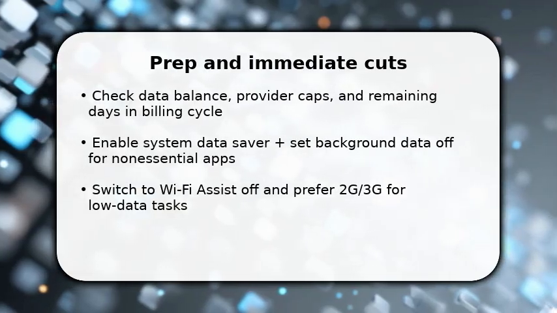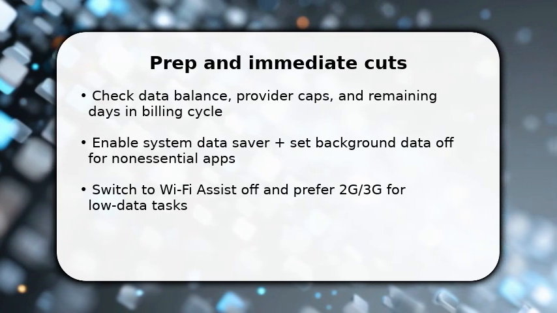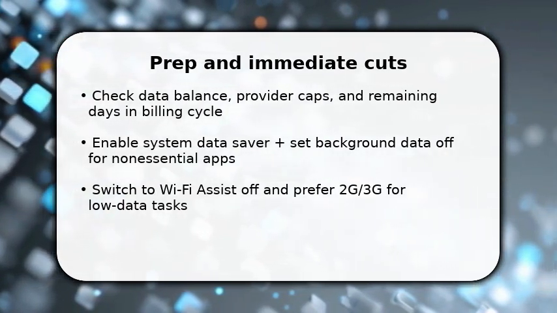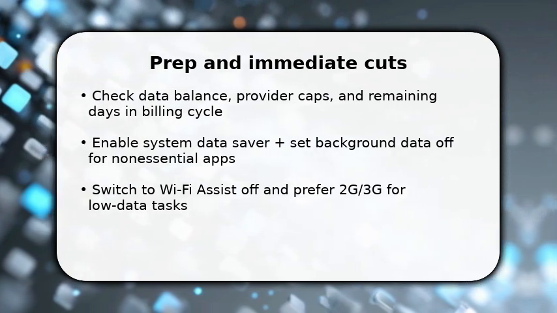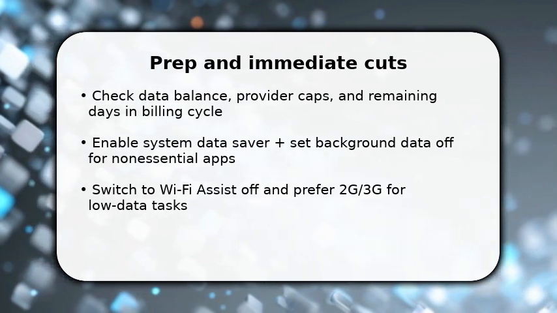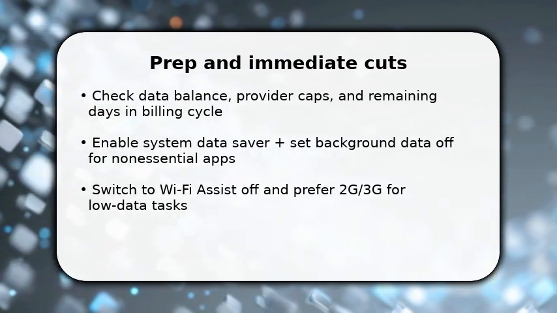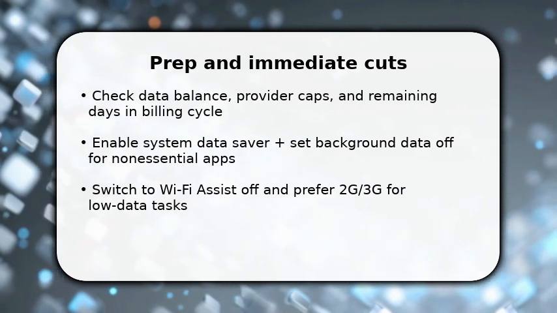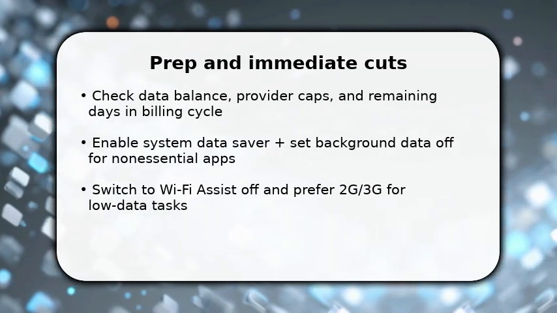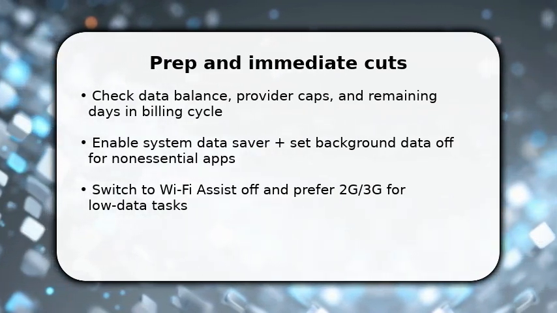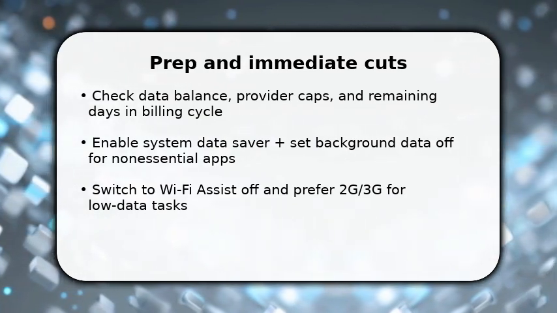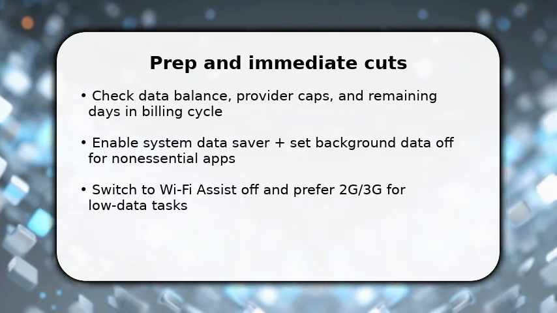You start by confirming your data allowance and how many days remain in the billing cycle so you know the pace to conserve. Once done, enable the phone system data saver and restrict background data for any app that doesn't need real-time updates. Next, turn off Wi-Fi assist and set low-priority apps to use 2G or 3G when possible to avoid high bandwidth 4G/5G use. This immediate trimming saves large chunks of data while you plan finer controls.